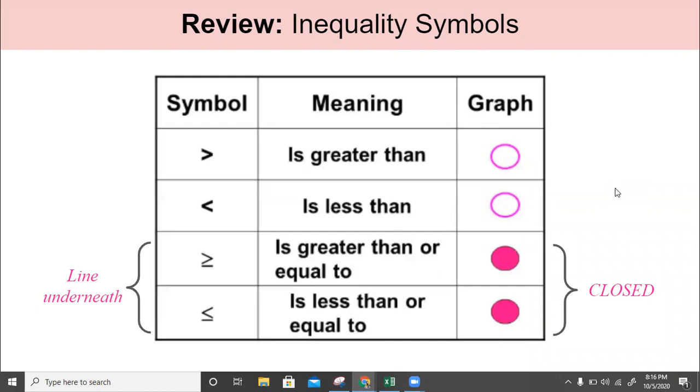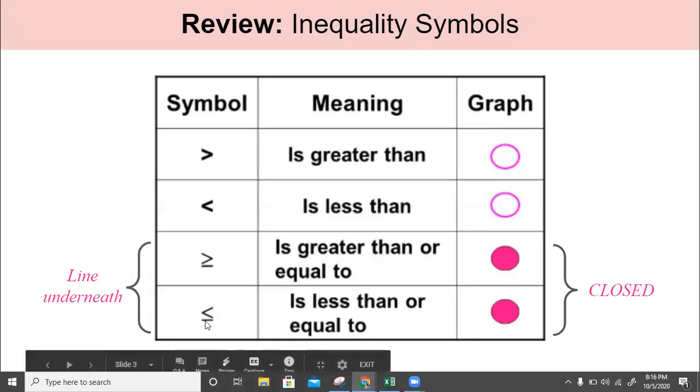So these are your inequality symbols. Two things to remember, right? If it has a line underneath it, that means it's a closed circle on the number line, okay? And if there is a line underneath the inequality symbol, it's not just greater than, it's greater than or equal to, okay? So it means it can be that number or a number greater. And the same thing applies for less than or equal to, right? That means it can be that number or something less, okay?